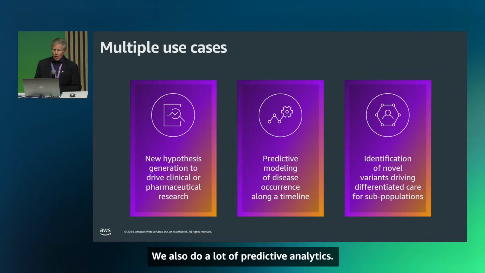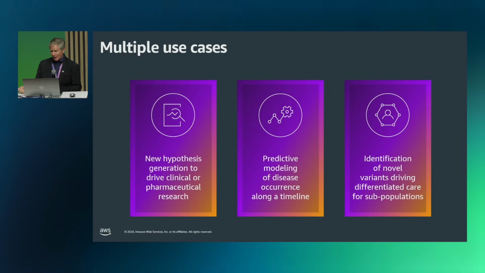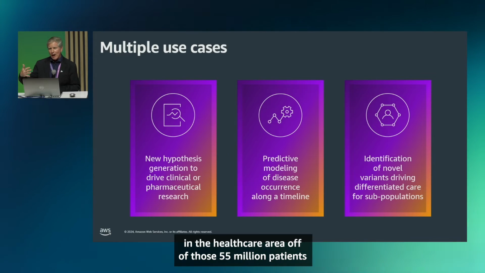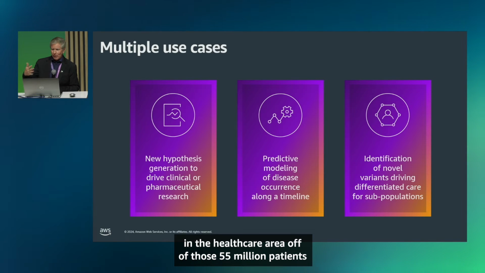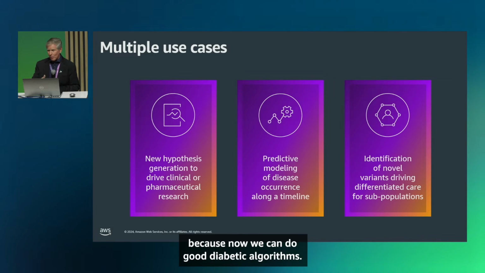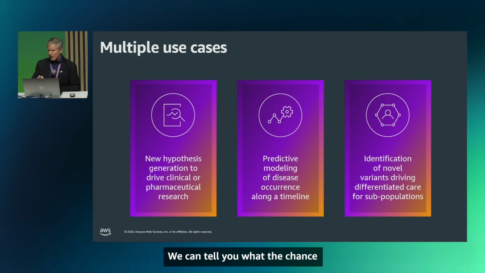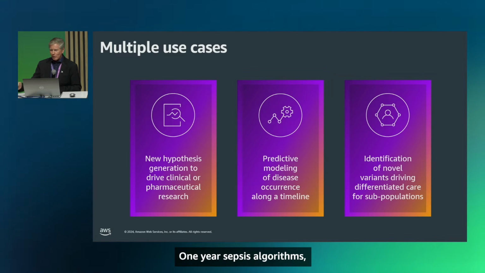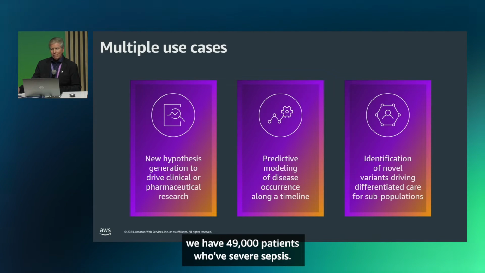We also do a lot of predictive analytics. So we drive all of Accenture's algorithms in the healthcare area off of those 55 million patients, because now we can do good diabetic algorithms. We can tell you what the chance of you having a major complication is. Sepsis algorithms: we have 49,000 patients who've had severe sepsis.